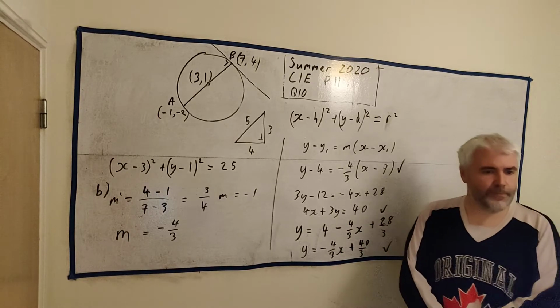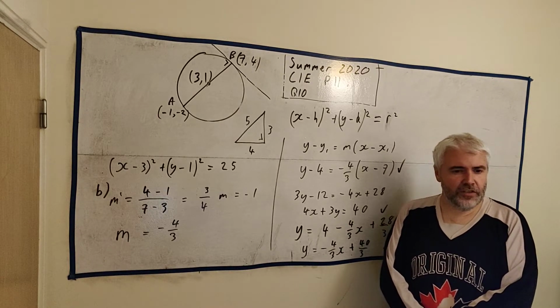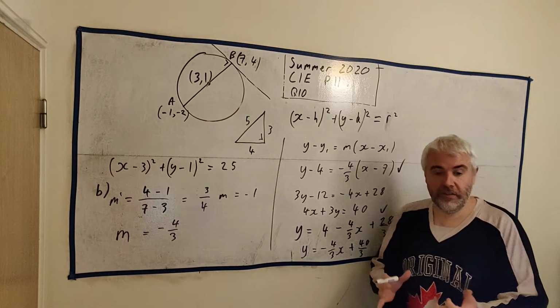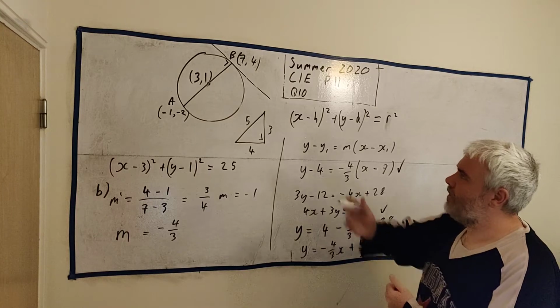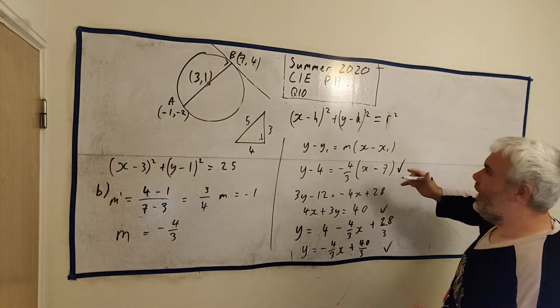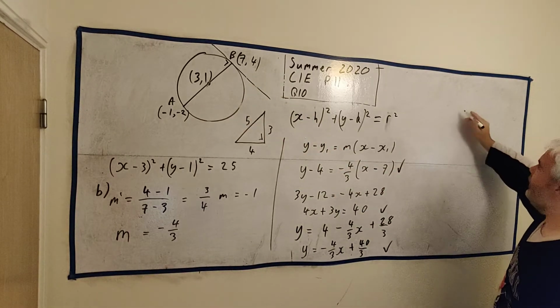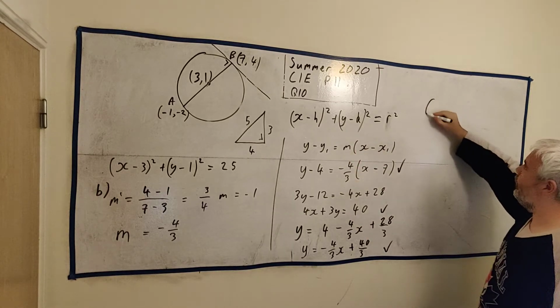Okay, what about the last part, part C? Find the equation of the circle which is the reflection of C in T. I think I have room for this. I might need to redraw it though. I think I can fit it here. Let's draw this picture again, a little smaller.